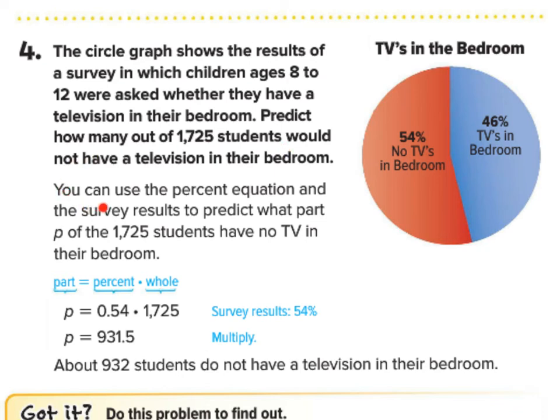Correct? You can use the percent equation and the survey results to predict what part, being represented by the variable P, of the 1,725 students have no TV in their bedroom. So the part is the part that we're looking for. Part of this number is the percent times the whole. So 54%, written as a decimal, times the whole, will give you what 54% of this is when you multiply, and you get 931.5. Again, we cannot have half a student, so we round up to 932. So about 932 students do not have a television in their bedroom out of 1,725.